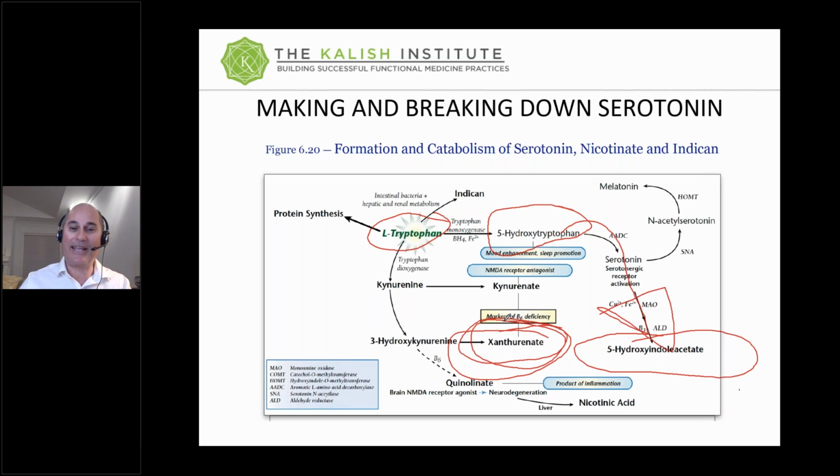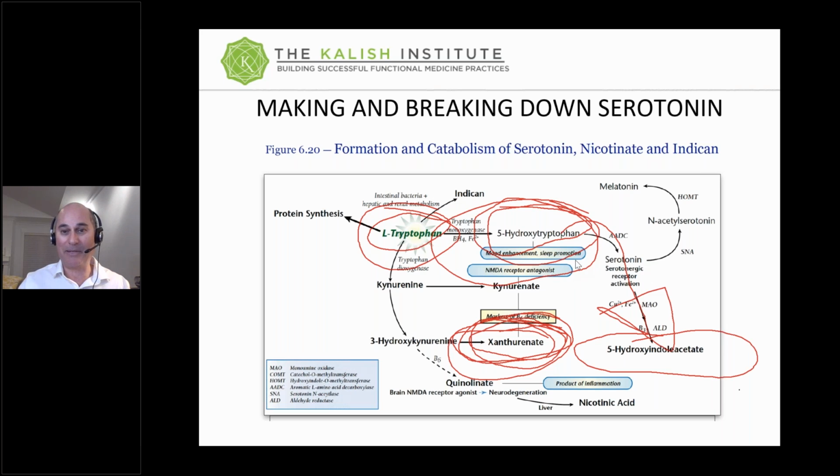Xanthurenate, or xanthurenic acid, is a very clear indicator for B6 deficiency. It's as important, perhaps more important, than the actual tryptophan and 5-HTP themselves in terms of making serotonin. So just because it's a B6 indicator, don't put it down on the list. It should be at the top of the list as the most important nutrient that we're talking about when you're trying to fix serotonin in the brain. So xanthurenic acid, more important than tryptophan or 5-HTP.